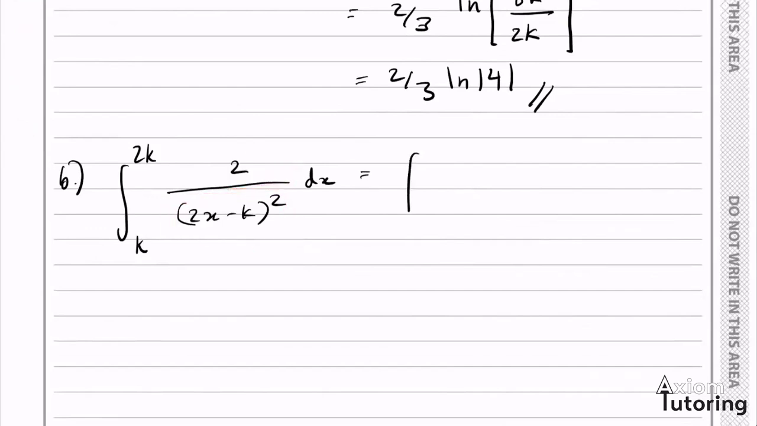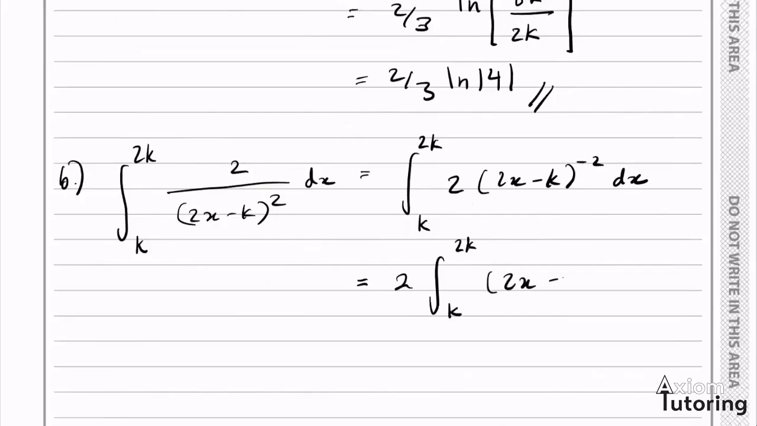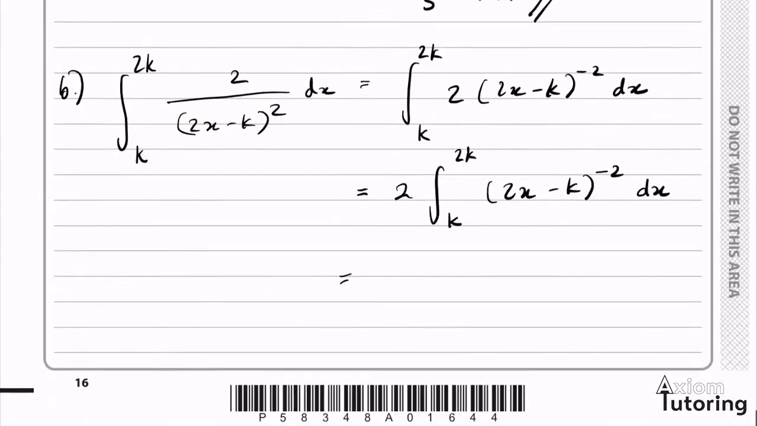So let's rewrite this then as the integral from 2k to k of 2 times (2x minus k) to the minus 2 dx. I always like to pull out the constant in front. It makes it easier to integrate a little bit. We have (2x minus k) to the minus 2 dx. And so if we integrate this, what we can do is we're adding 1 to our index. So it's (2x minus k) to the minus 1.